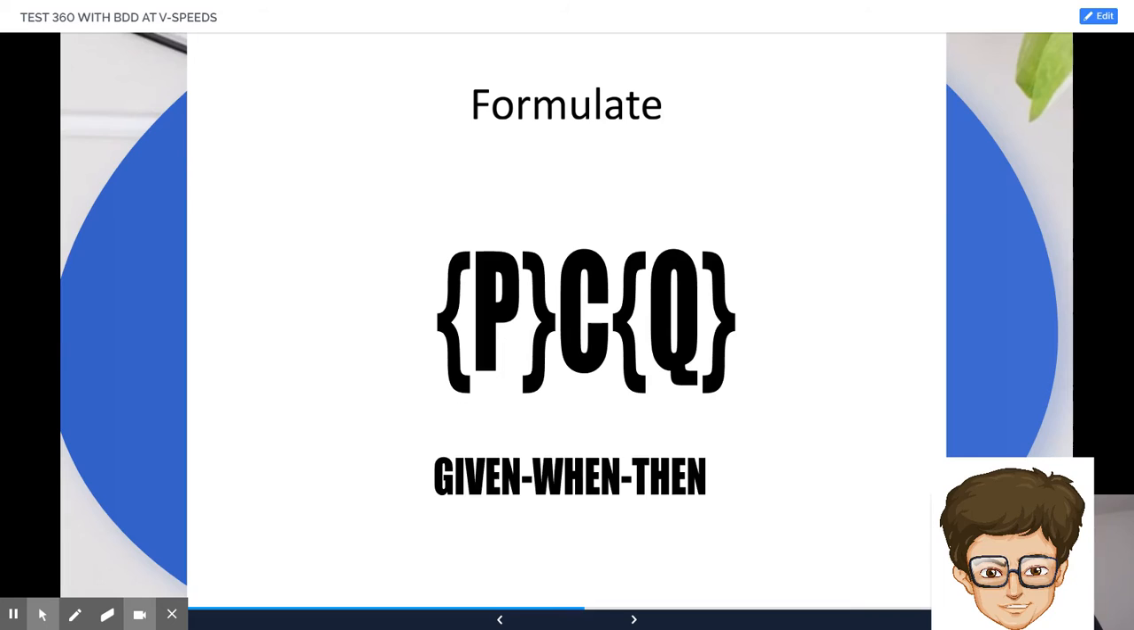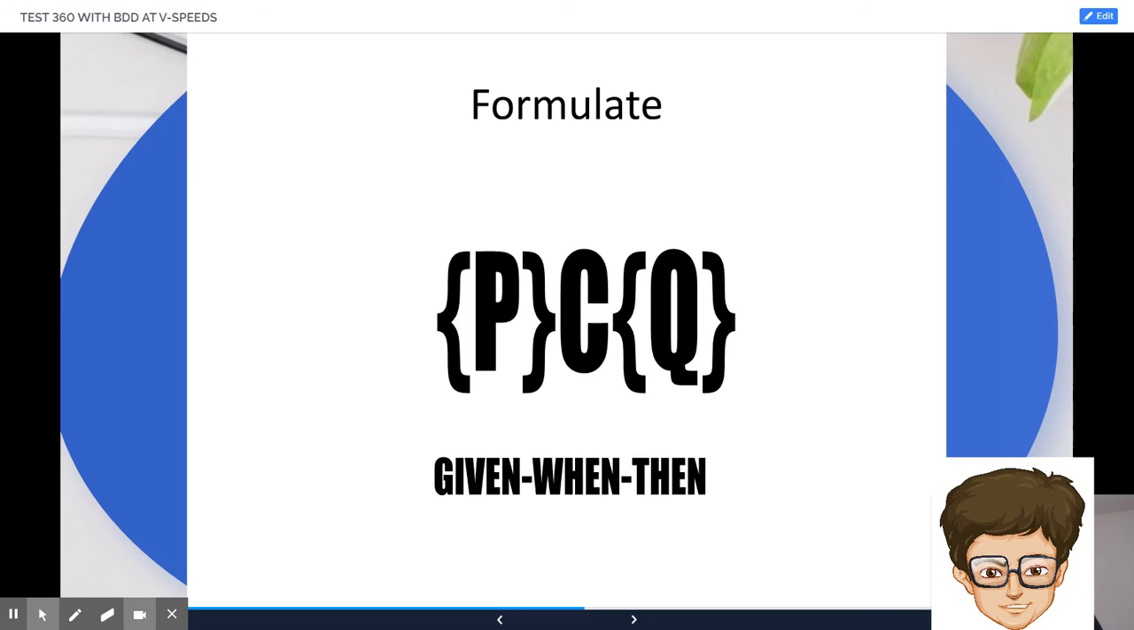In the first curly braces, P is known as the precondition, then C is known as the command, and then the Q seen between the curly brackets is known as the postcondition. Doesn't this look similar to something you already know if you have been following BDD? You're right. This is similar to the given, when, then concept of the Gherkin language. Your precondition is nothing but the given. The statement or command that you're going to run is the when, and your postcondition is nothing but the then from the Gherkin language.